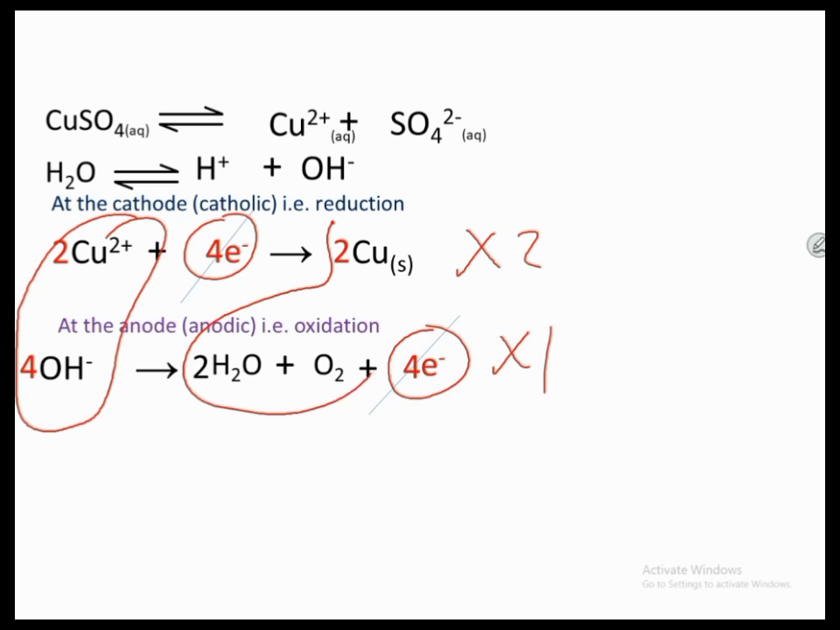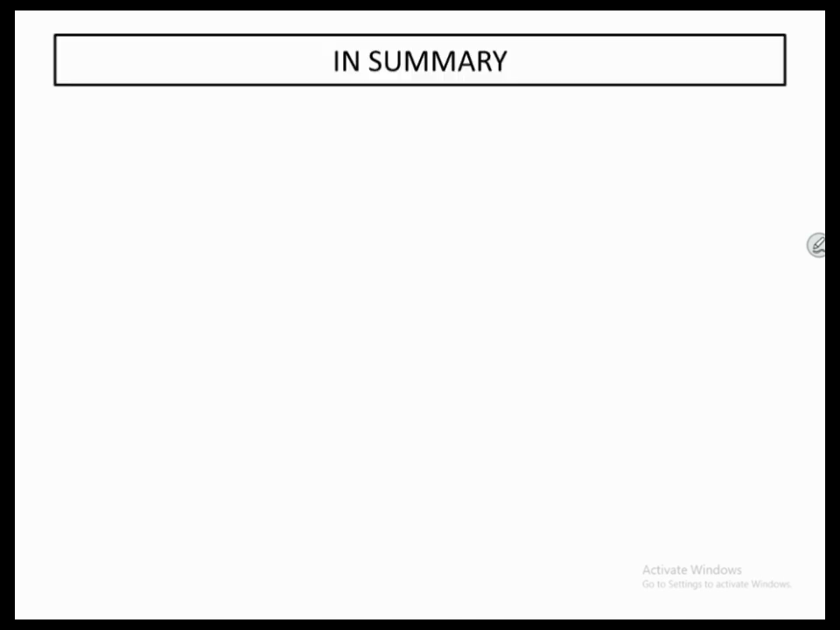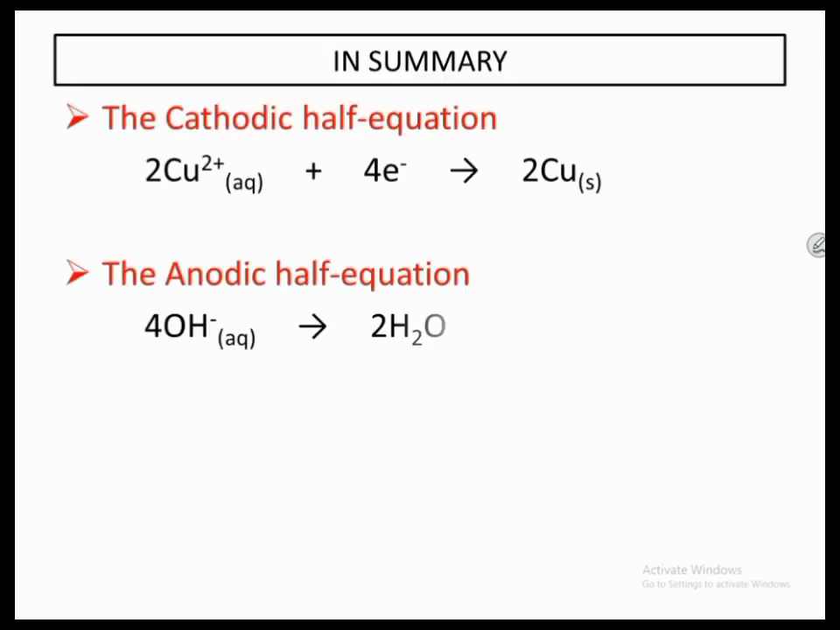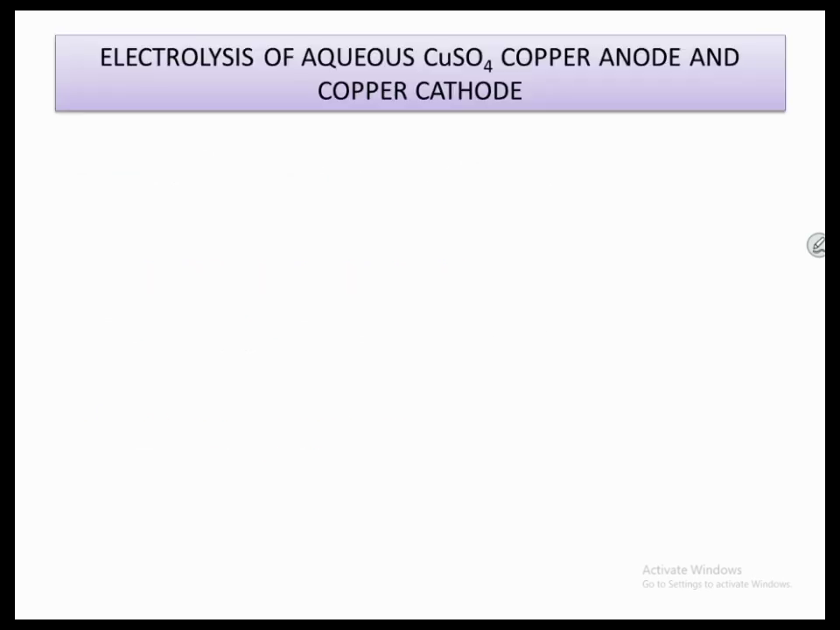This is everything at the right hand side, and combining the right hand side, we have 2Cu2+ and 4OH-, and then we have 2Cu and 2H2O, and that's the overall equation for everything. All right, in summary, this is the cathode, this happened at the anode, and this is the overall chemical equation, just as I've explained. Electrolysis using copper anode and copper cathode.